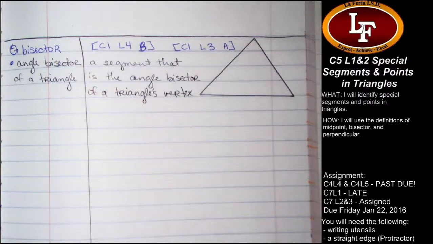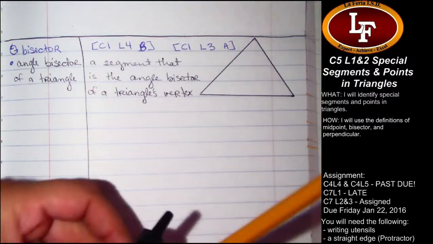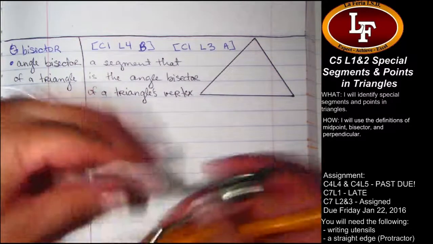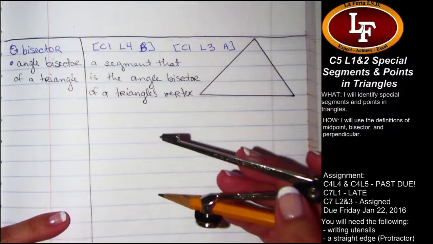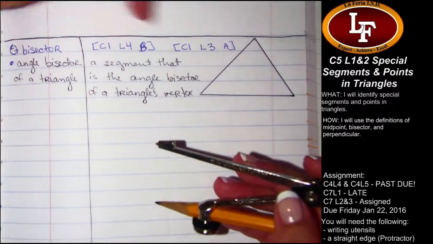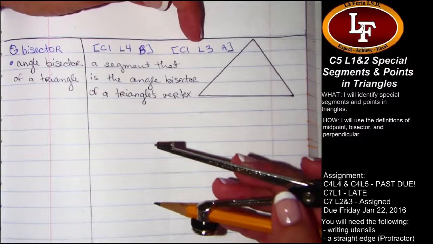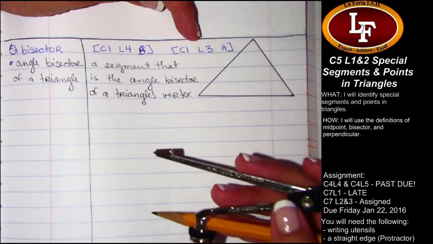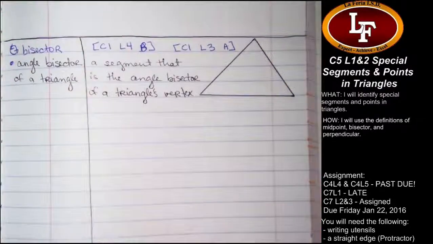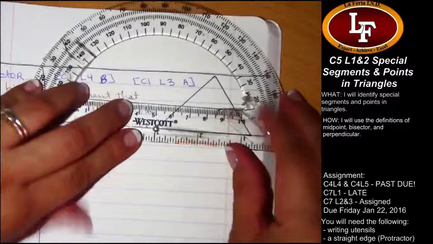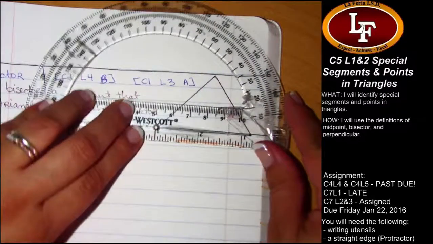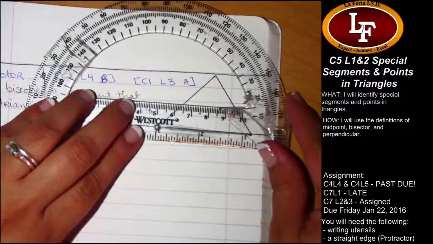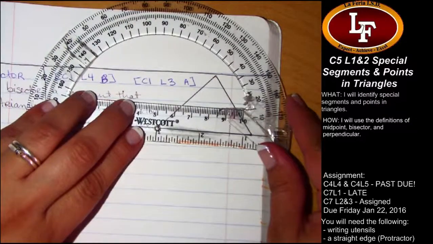I have two ways to do this. I can use a compass and the angle bisector construction techniques from this section to physically construct the angle bisector. Or you can go with the "I'm feeling lazy and don't want to construct" method and take your protractor and measure a vertex of the triangle. I'm going to go with the lazy method.